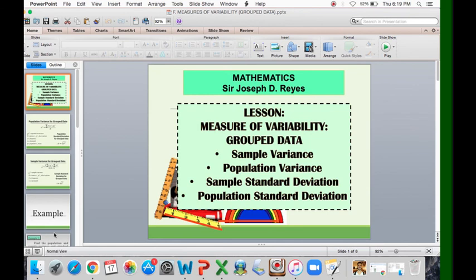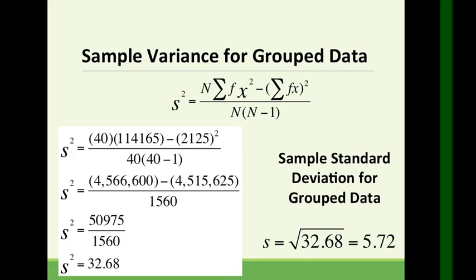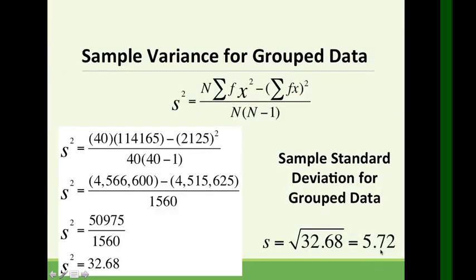Okay, so ito yung sample variance natin. I'm sorry, ano nangyari? So that's the population variance. Balikan natin. So that's the population variance, no? And the sample variance. Okay, so S squared is equal to 32.68 as our sample variance for group data. Again, for the sample standard deviation for group data, ang gagawin lang natin is just square root. So, square root lang natin yung nakuha natin na 32.68 at ang makukuha natin is 5.72. So, again, i-compare natin siya, 5.64 and 5.72 ay hindi ganun kalayo sa bawat isa.